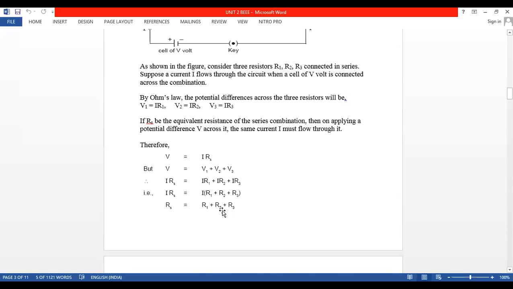RS equal to R1 plus R2 plus R3. Okay. So, now this is the equation. All of you understood the circuit you have to draw, and it is simple. V is equal to V1 plus V2 plus V3, followed by the resistances. So, now let us go for the parallel circuit.